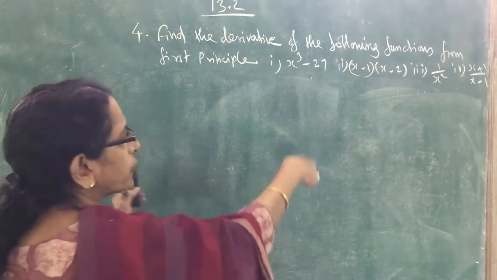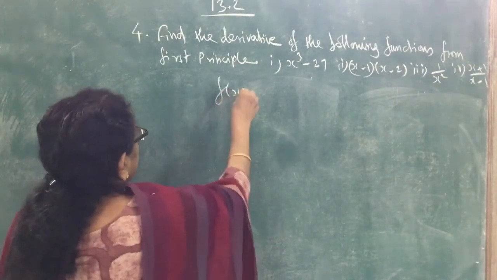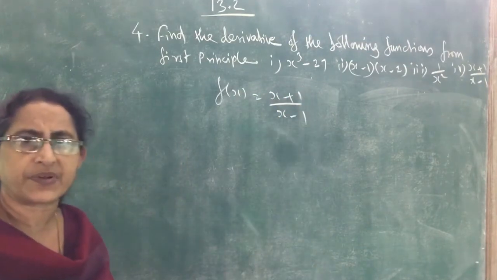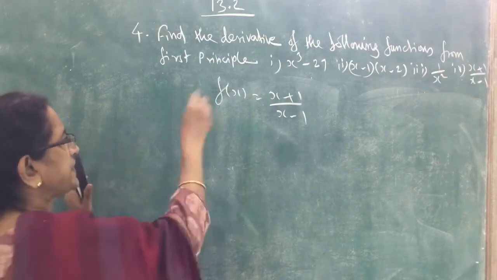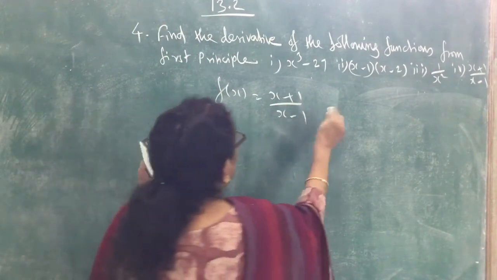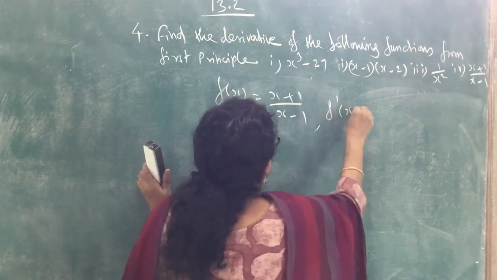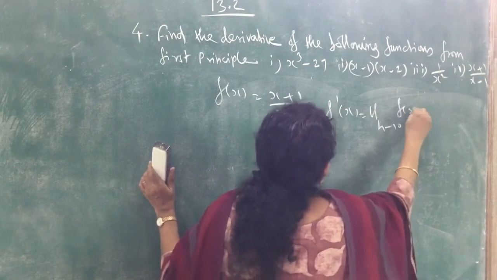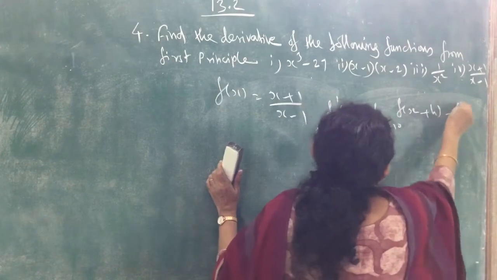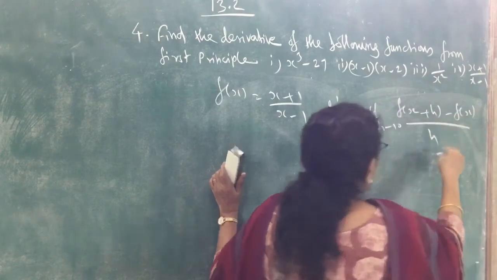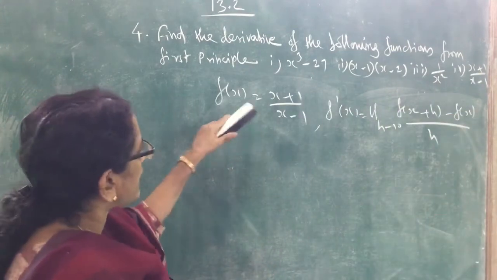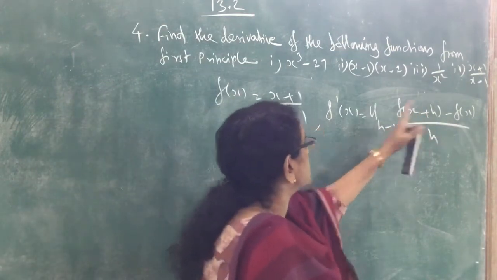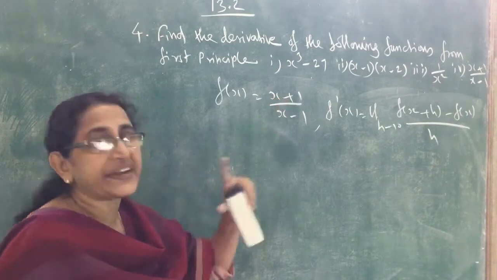So consider the fourth one. We have to find the derivative of x plus 1 by x minus 1 using first principles. For that, first we have to apply the formula. We know f dash x is equal to limit h tends to 0 of f of x plus h minus f of x by h. So we have to apply the formula. Here f of x is x plus 1 by x minus 1. So what is f of x plus h? In the place of x, you have to write x plus h.